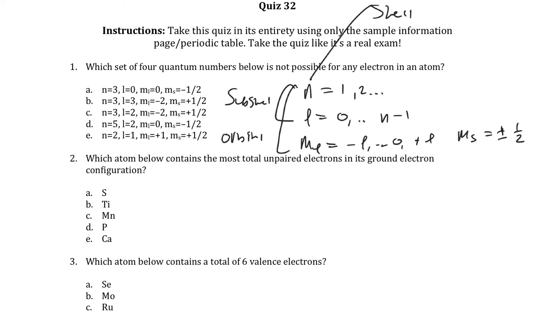And so the one that is not possible, like this L value in B, is not possible because the highest that L can be is 2, so that's impossible here. So B is probably the right answer. If we inspect the others, like 3, 0, 0, and minus a half, that's fine. 3, 2, minus 2, plus a half, those are fine as well because we're less than n, and we're within minus L to plus L.